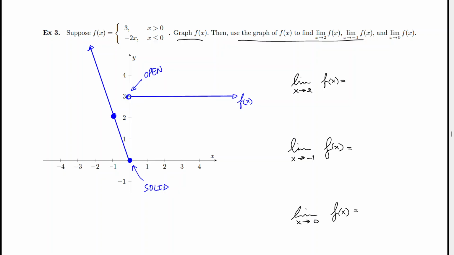So the way we read this is we always read limit, then x approaching the value, 2, -1, 0, whatever, and then we say the function f of x at the end. So we read limit, then the x, then the function. So for the first one, what exactly is going on there? It's telling me to look at the place where x is 2. Don't look at 2 itself, look before and after.